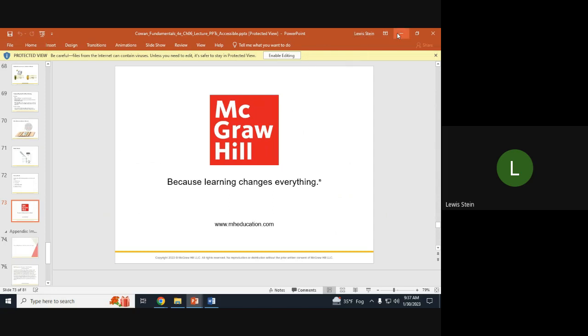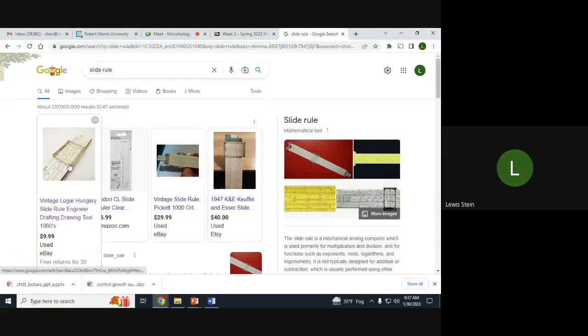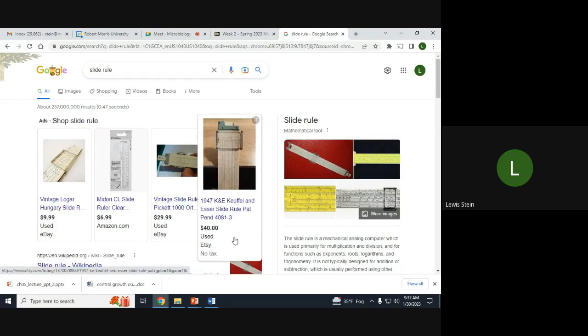Now, you give me the opportunity to introduce the next chapter. You can have one on Etsy for $40. That's an expensive slide rule. When I was in college, people would see that as nerd equipment. Pocket protector, bow tie, suspenders. I have that outfit. And you'd have a little slide rule holster, like those guys with the phone holsters.